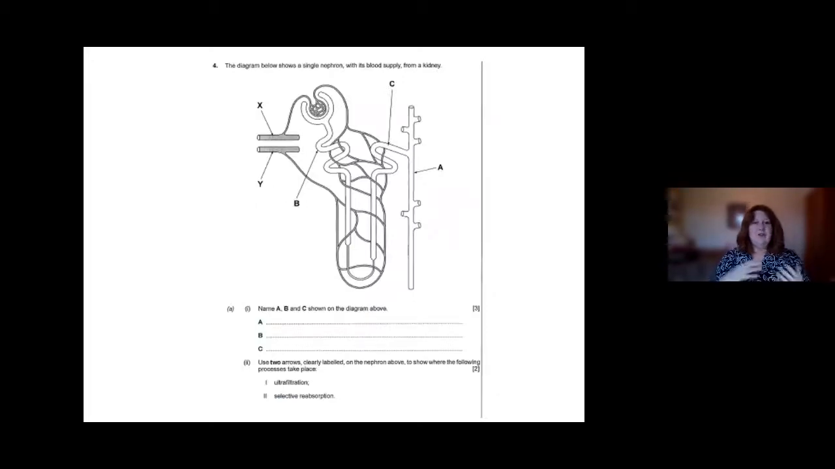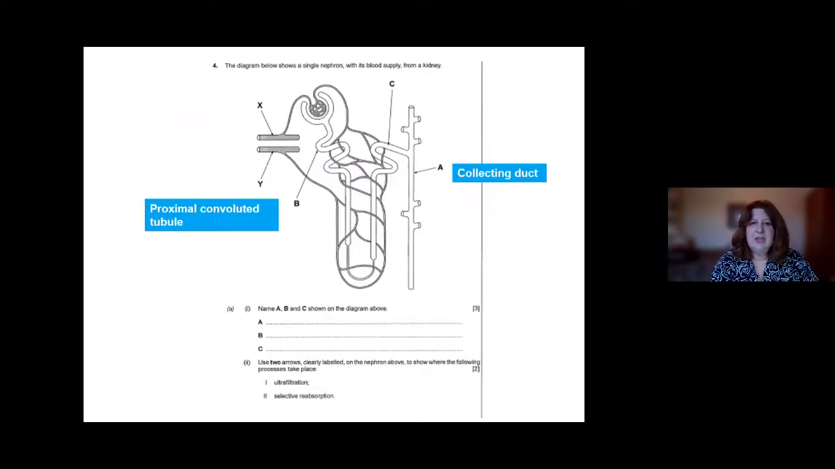Okay, next question. I've shown you a variety of questions here. You may be lucky enough to have a few marks for just labelling parts of the nephron, and you can see we've got X and Y blood vessels. You've got our main parts of the nephron there, and the first thing it asks you to do is name A, B and C on the diagram. So I'll just pause. Collecting duct is A, proximal convoluted tubule is B, and C is the distal convoluted tubule.